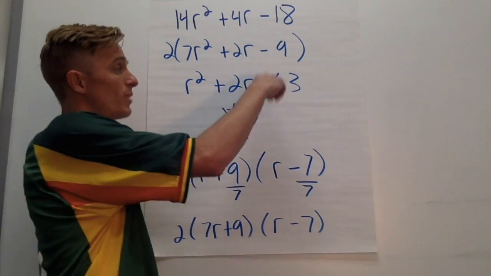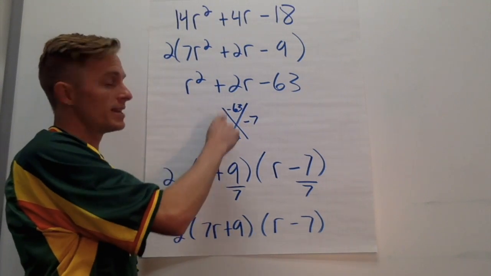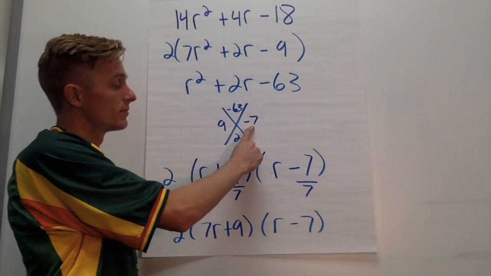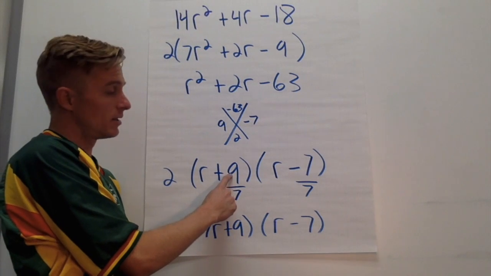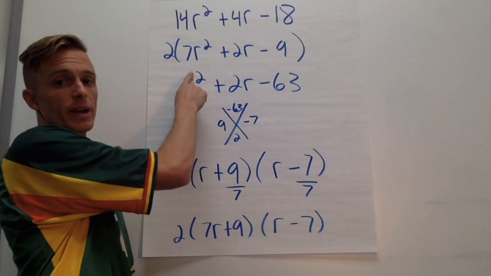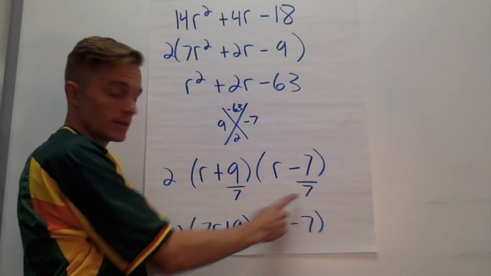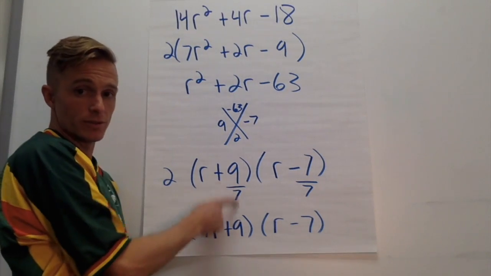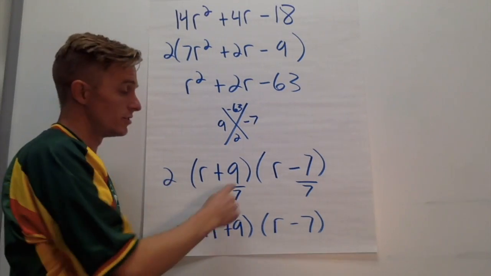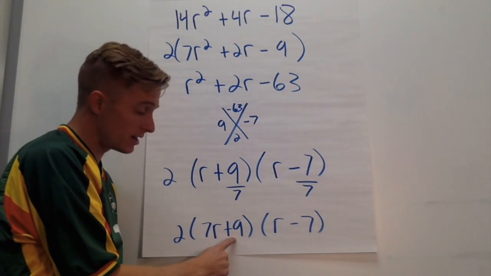Okay, what numbers multiply to negative 63 and add to 2? 9 and negative 7. So we have r plus 9, r minus 7. We dropped a 7 from here to here, so we got to bring that 7 back. So 9 divided by 7 and 7 divided by 7. This fraction does not reduce. 9 over 7, you can't reduce it. So you bottoms up. Bring the 7 into the front, 7r plus 9.